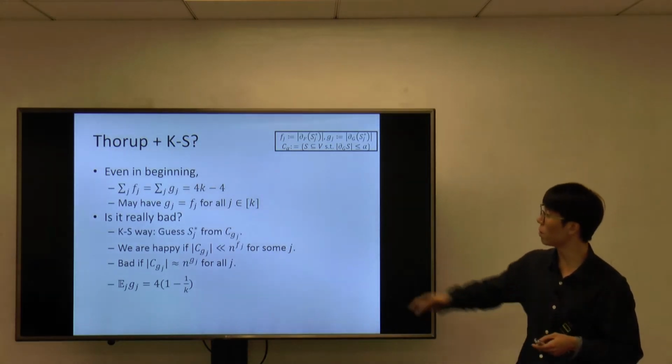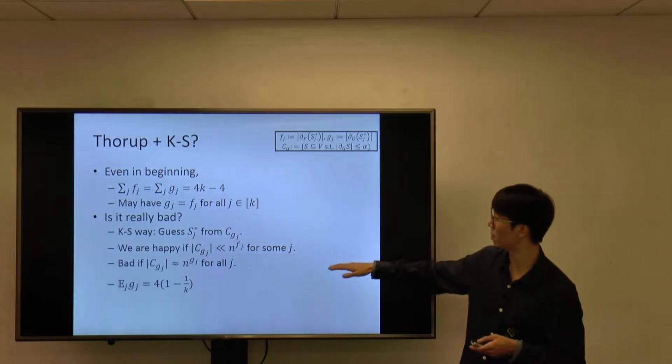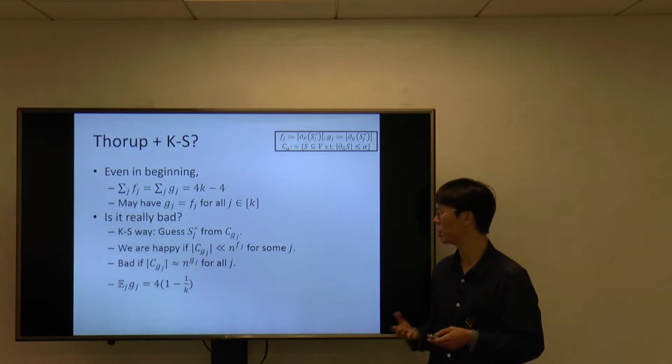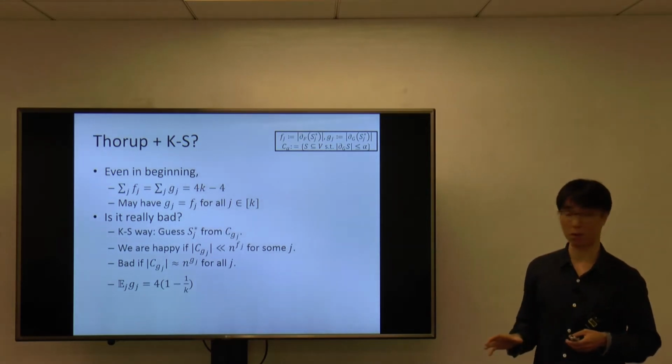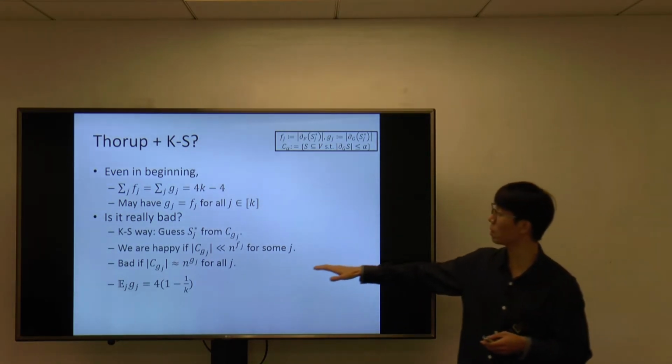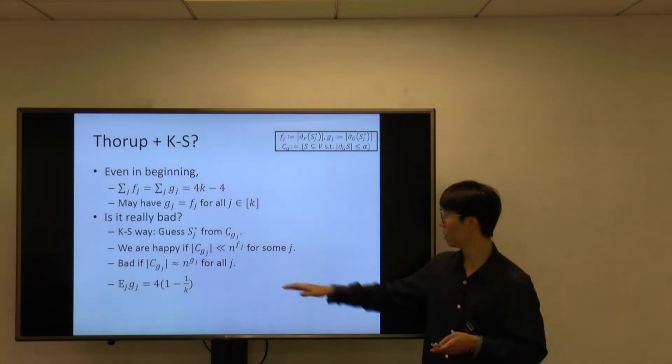Okay? So in the bad case, it must happen that the size of C sub Gj is roughly equal to n to the Gj for every j. And then we know that the average value of G is roughly 4.